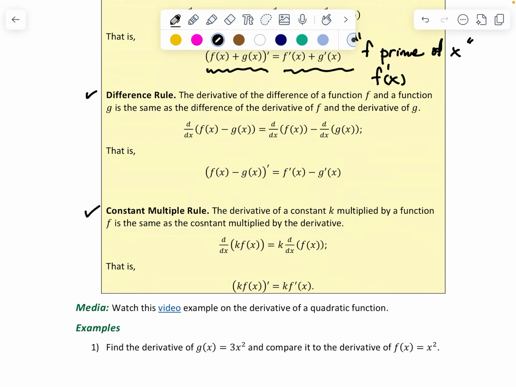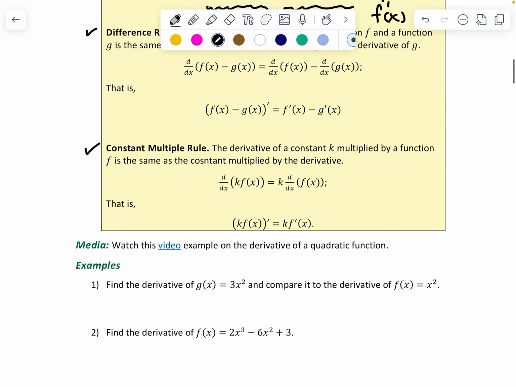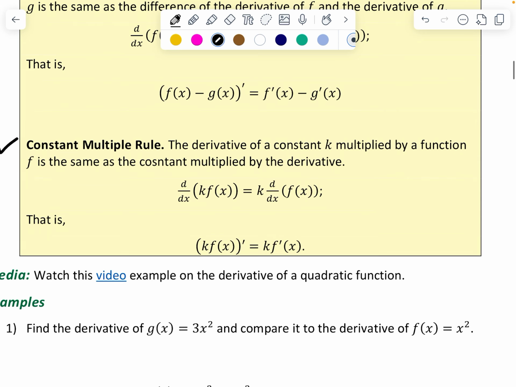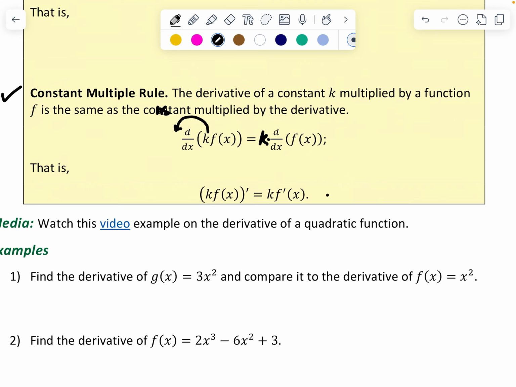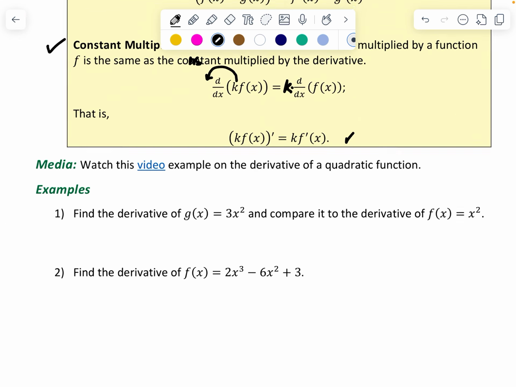So you have those, and then the constant. I would probably make sure you're very comfortable with these. And then the constant multiple rule is: the derivative of a constant k multiplied by a function f is the same as the constant, oops, I have a misspelling there, multiplied by the derivative. So what happens is this k can come out front, and you can just multiply the derivative of f by that. So passing that out front. And then the same notation down here.